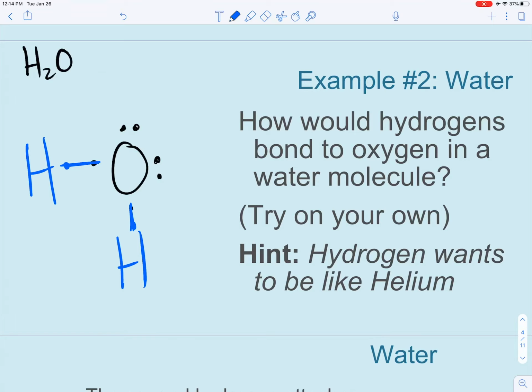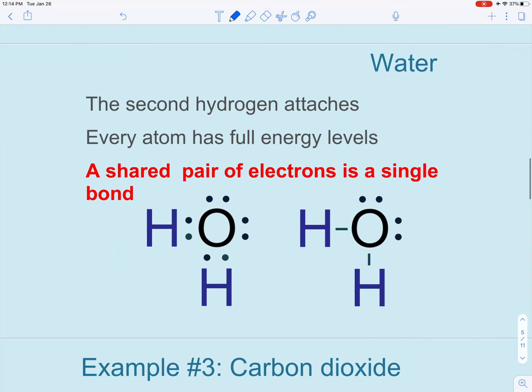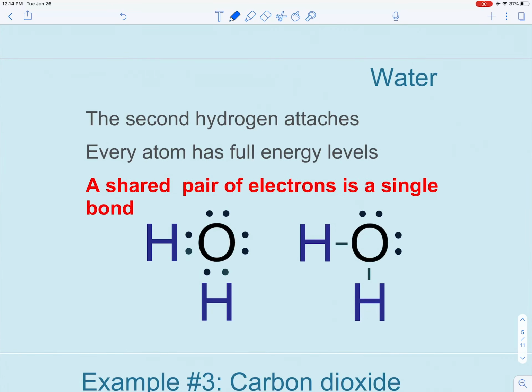Okay, and we can check to see if each atom is happy. So let's count. 2, 4, 6, 8. That oxygen's happy. And so hydrogen is happy with just having 2 valence electrons, which each of these do. Remember, each line represents 2 shared electrons. All right, we're going to keep going through these examples. So again, I drew each atom. We see that each atom has a full energy level, and each shared pair of electrons is a single bond or a line.